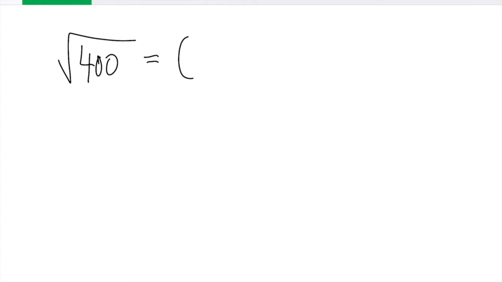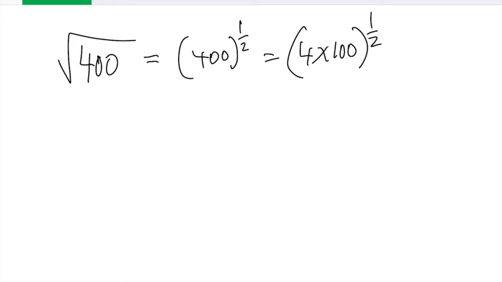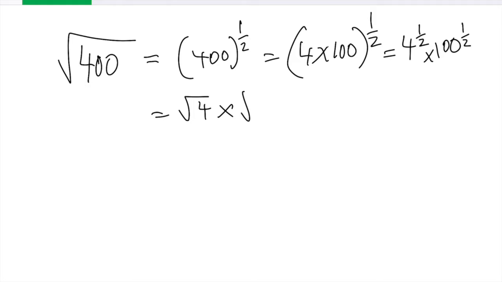as 400 to the half. And then I can say, well, it's actually 4 times 100 to the half, which is 4 to the half times 100 to the half, which is the square root of 4 times the square root of 100. Square root of 4 is 2. Sorry, square root of 100. Square root of 100 is 10. It's 20. All right, I'm getting an integer answer. So that one is not a surd.